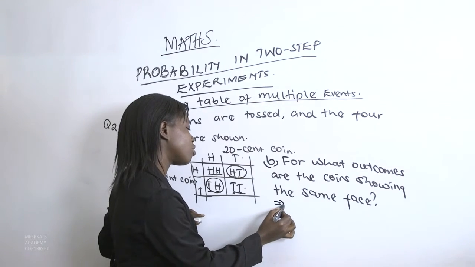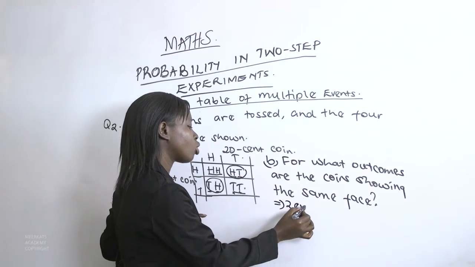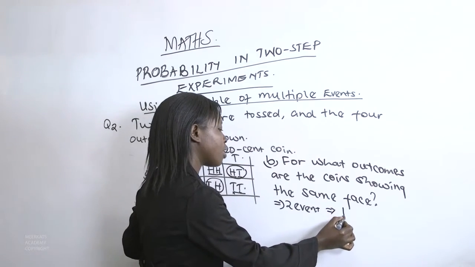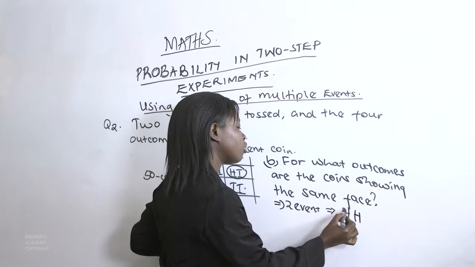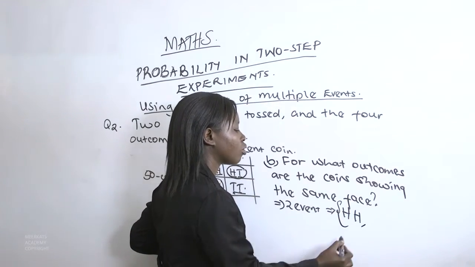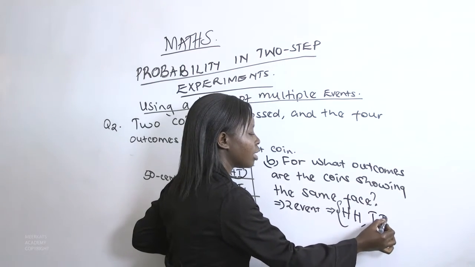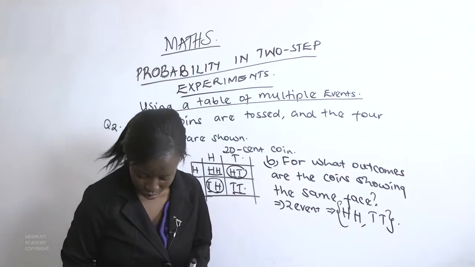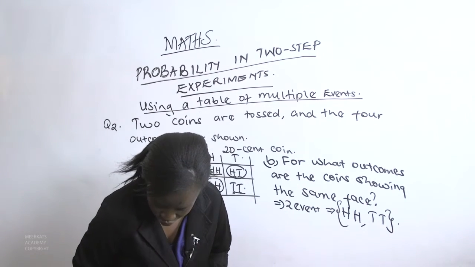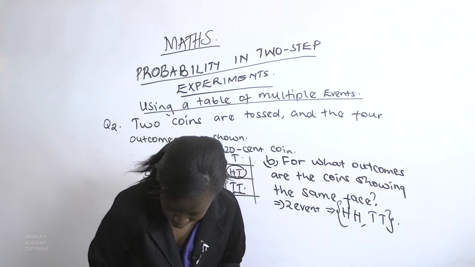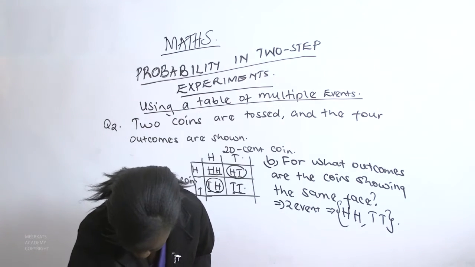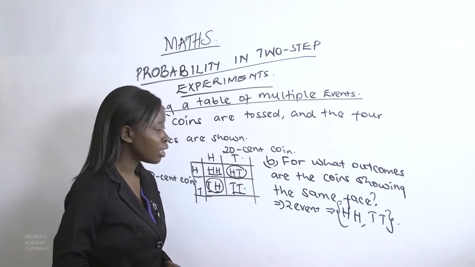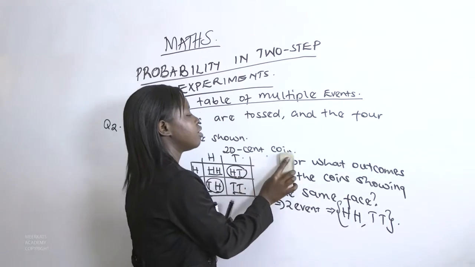So we have two events that are showing the same face, and these events are the head and head for the 50-cent coin and 20-cent coin, and a tail and a tail for the 50-cent coin and the 20-cent coin. So two events that are displaying the same face on the two coins, that is head and head and tail and tail.